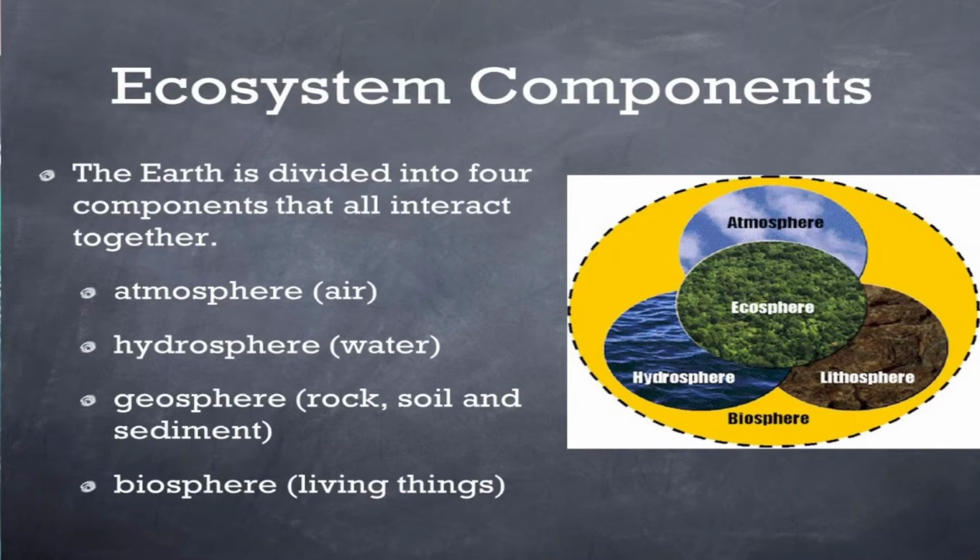The earth is divided into four components that all interact together. Number one is the atmosphere, which is related to air. Second is the hydrosphere, which is known as water. Third is the geosphere, which is known as rock, soil and sediment. And number four is the biosphere, which belongs to living things.